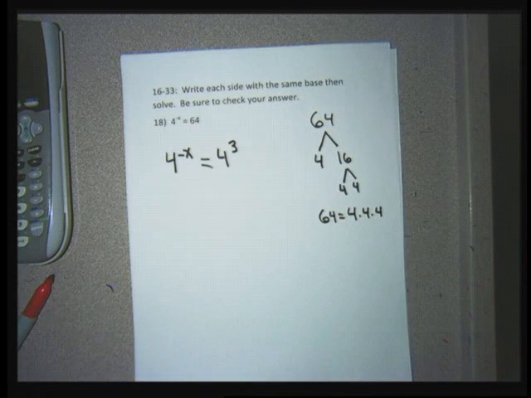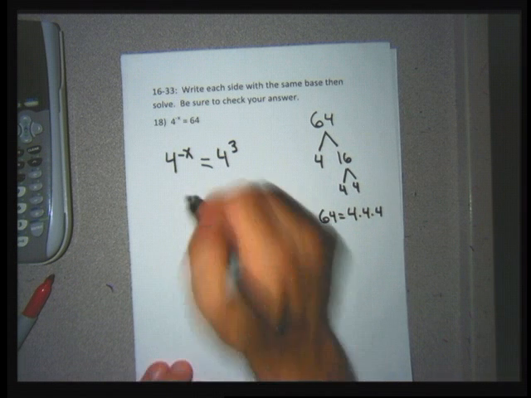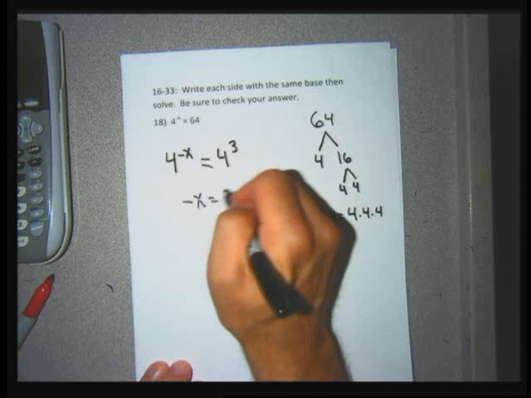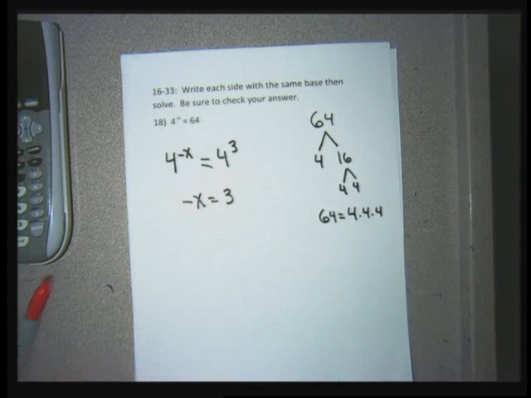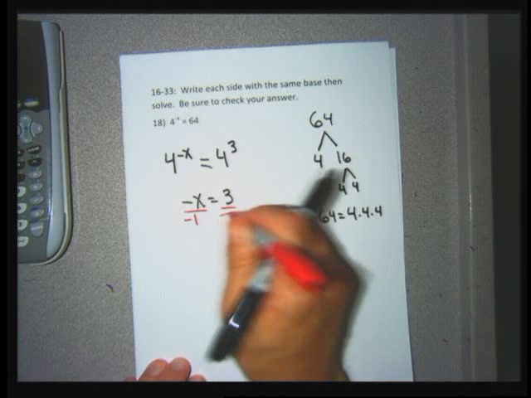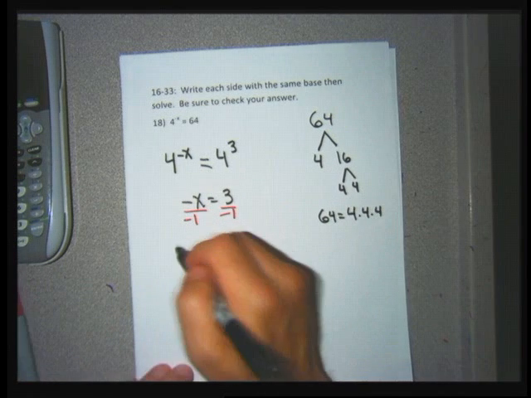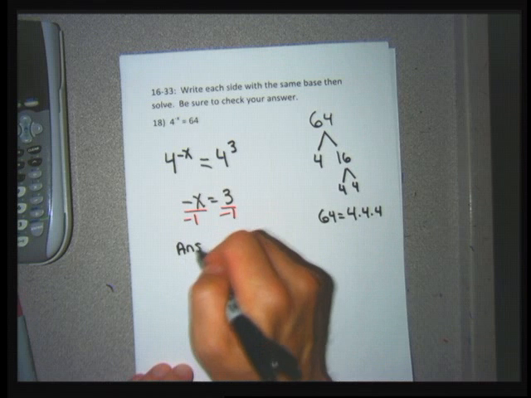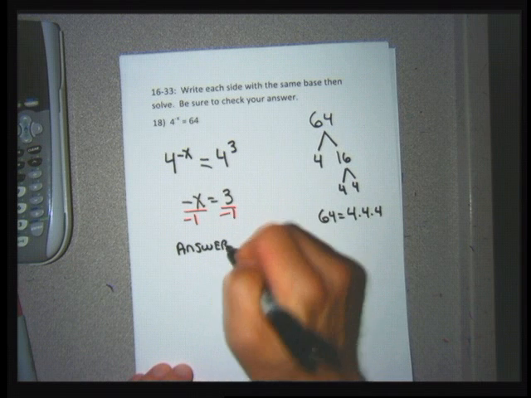Because I was able to write both sides with the same base, I can get a value that works for x by dropping the bases and setting the exponents equal. So I drop the 4s and set negative x equal to 3. I'm going to divide both sides by negative 1. On the right-hand side, the two negatives are going to cancel to become a positive. That's going to give me x.